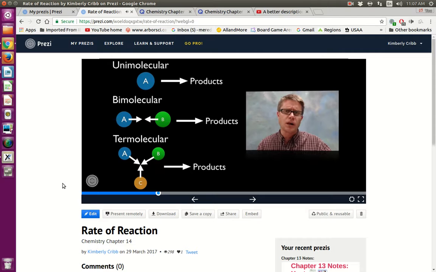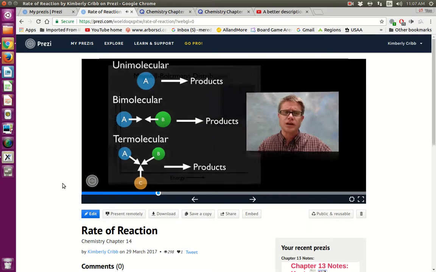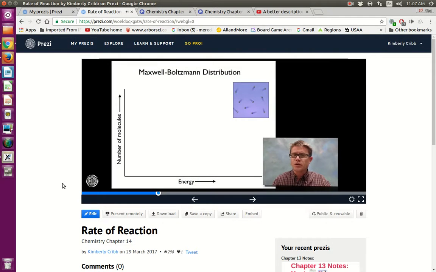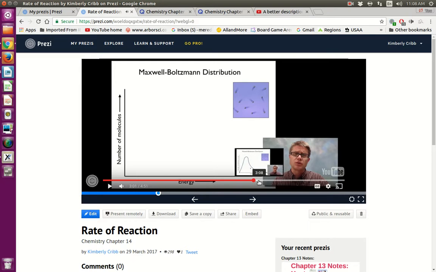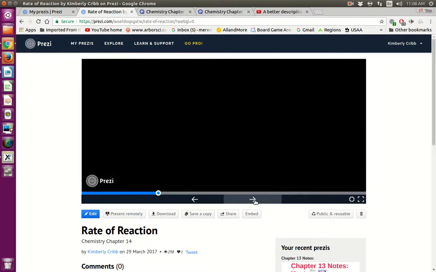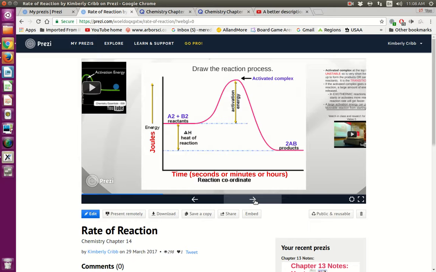And so all of these are based on the number of collisions that we could possibly have. And so the Maxwell-Boltzmann distribution explains how much energy we have to put into a system for that chemical reaction. We do not have to know the Maxwell-Boltzmann distribution, so I'm going to go forward through this. All it's basically telling you is that if you increase the heat, you're going to increase the number of effective collisions.